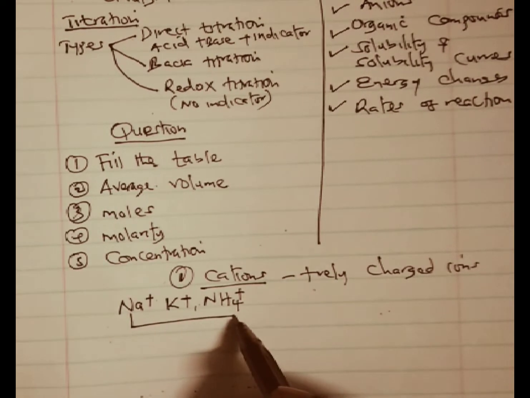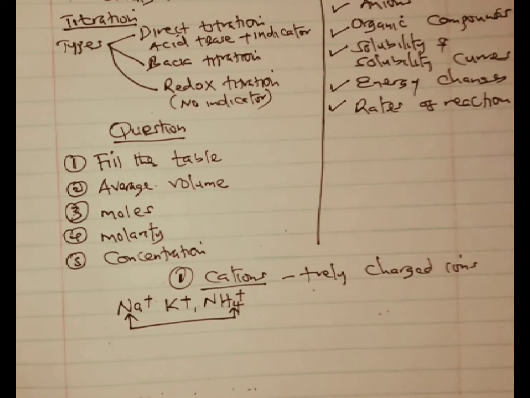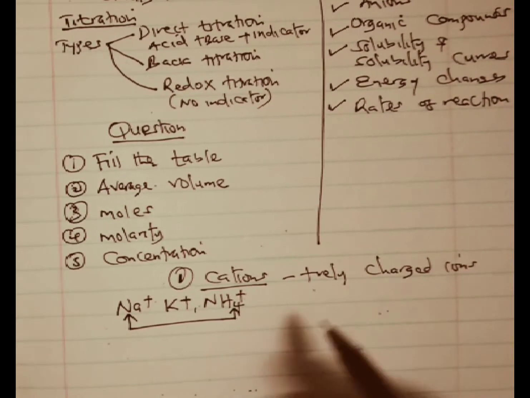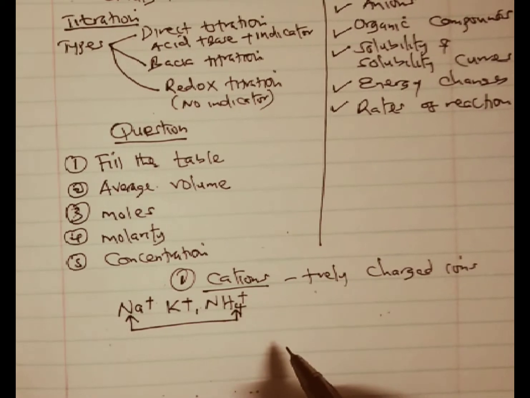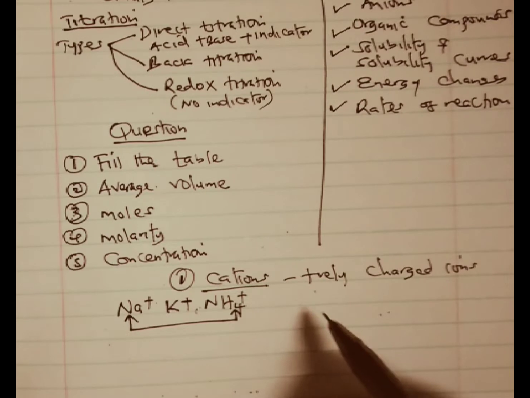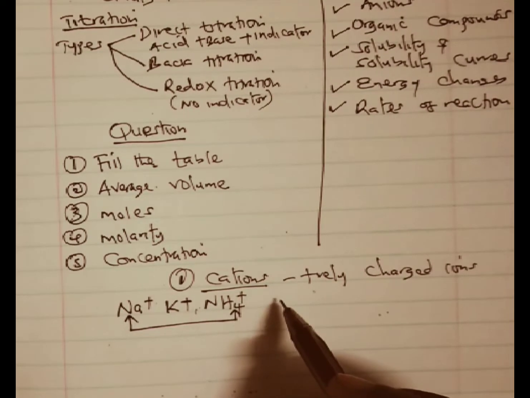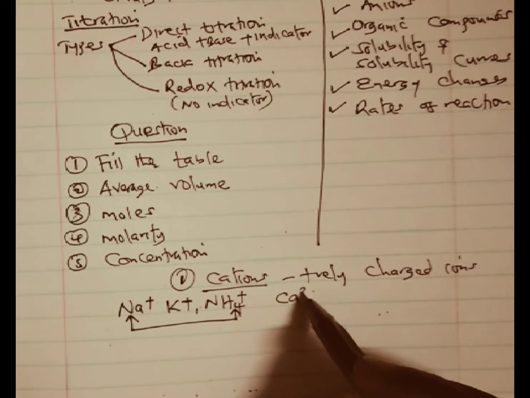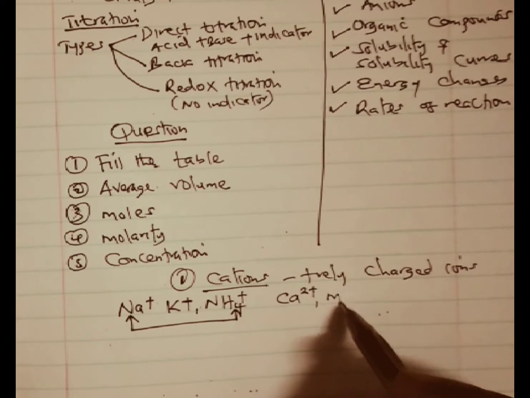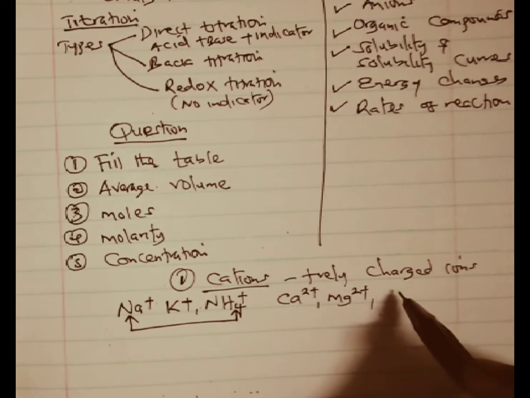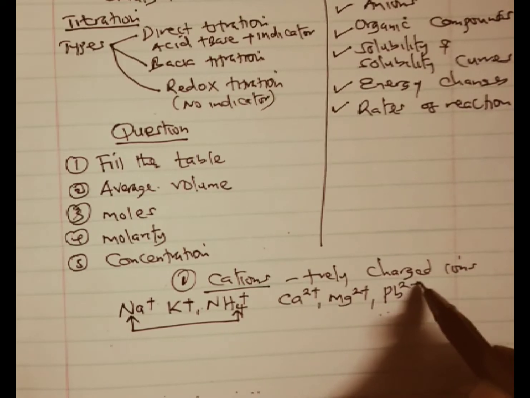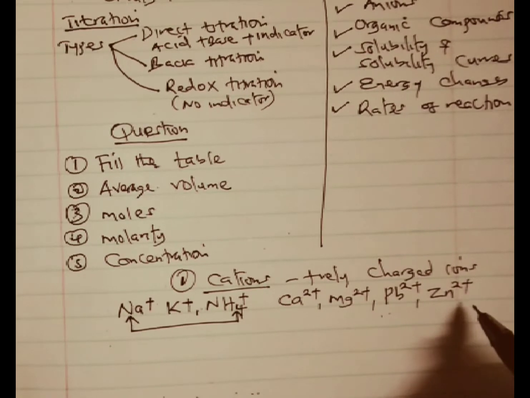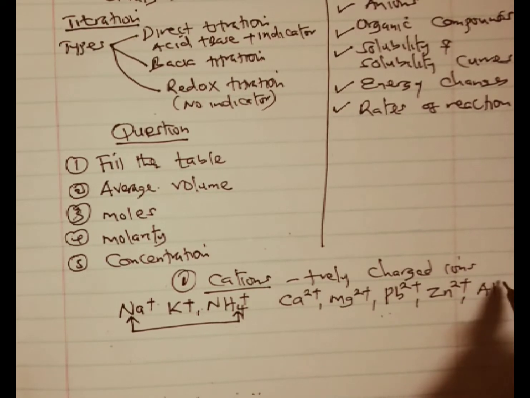I want to group them this way because of the reasons which range between explanations and the common features or characteristics they have. Then we have the following cations. That is, we have calcium ions, we have magnesium ions, we have lead ions, we have zinc ions, we have aluminum ions.